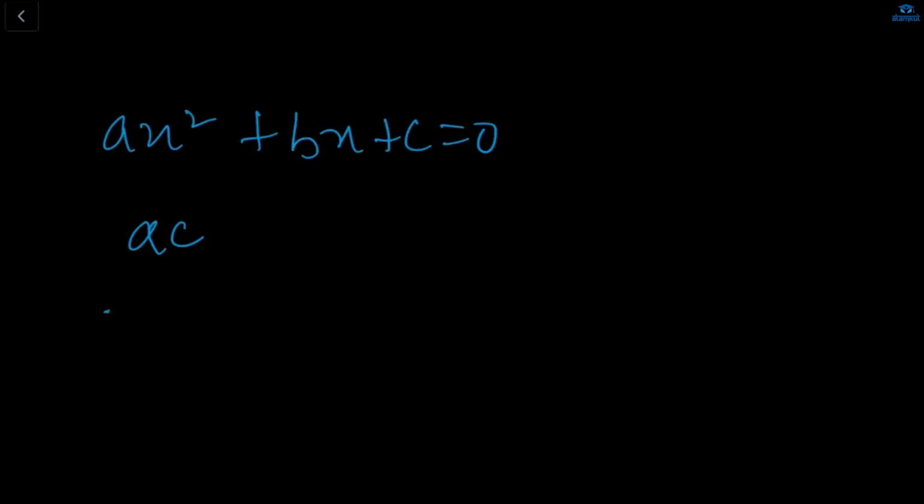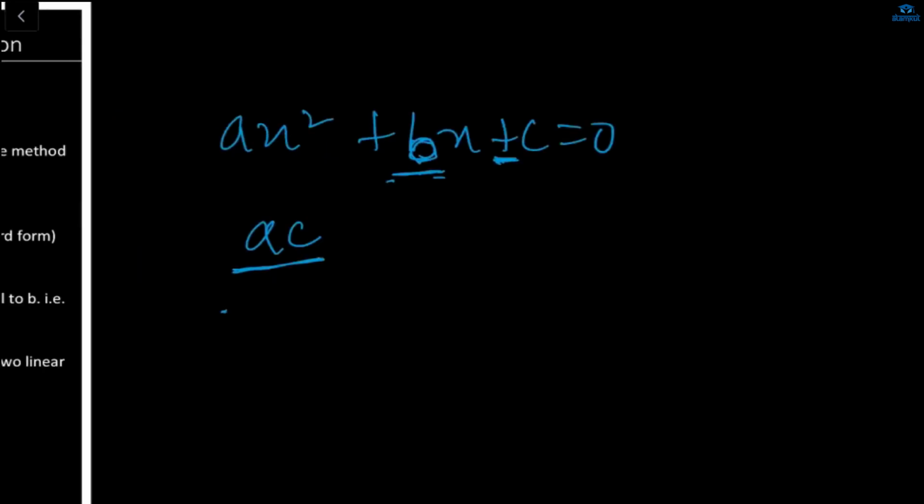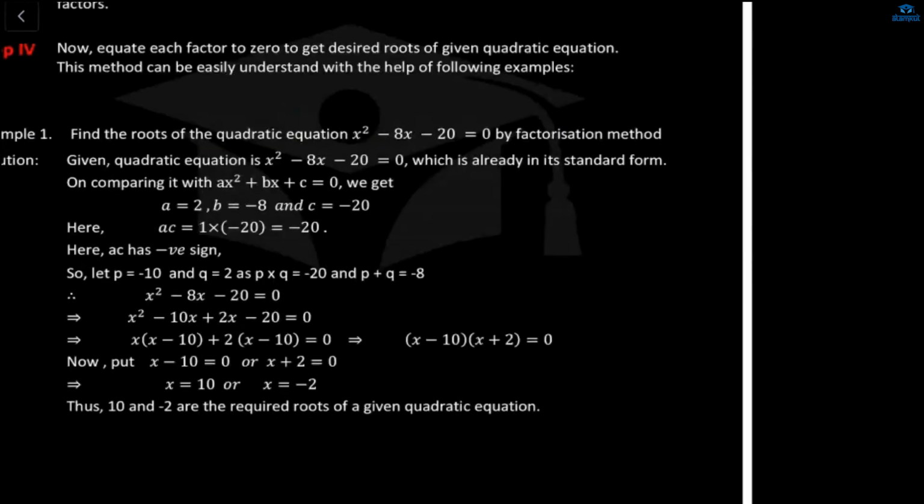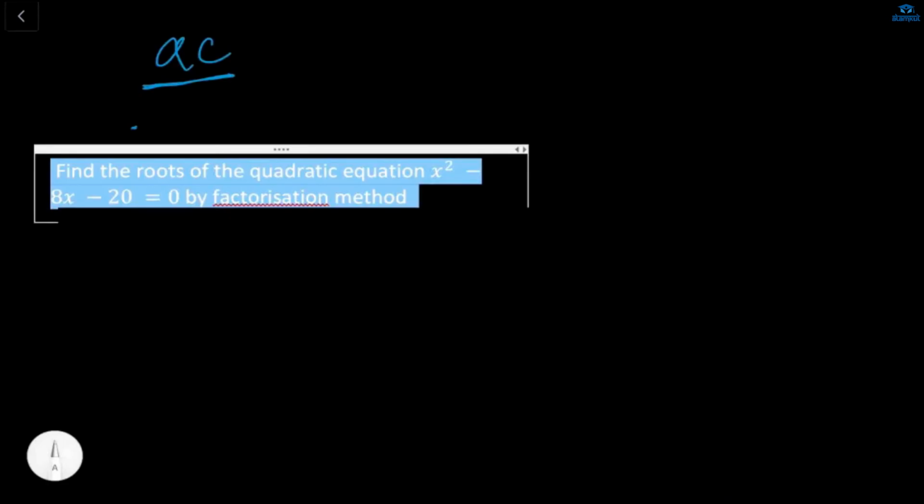You are going to multiply a and c, get the value of ac, and then find all the multiples of ac and use them in such a way that the addition will give you b. If the sign here is plus, and the sign of c is minus, then you are going to subtract the coefficients and get the value of b. It will be clear once we do a question. Now let me copy the question.